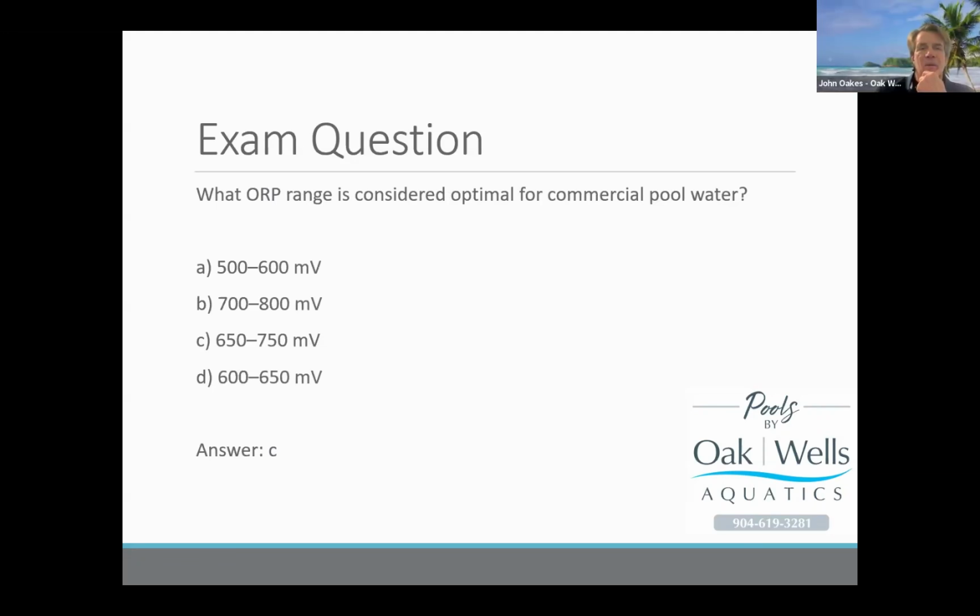The ORP range is considered optimal for commercial pool water at 500 to 600 millivolts, 700 to 800 millivolts, 650 to 750 millivolts, or 600 to 650 millivolts? Surprisingly, we have all C's coming in. Yep, that's amazing. On an ORP controller, you can set it up so that it tells you the millivolts, or it'll tell you your chlorine parts per million. We typically see the parts per million setting used most often.